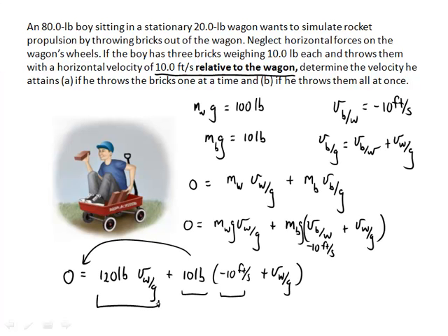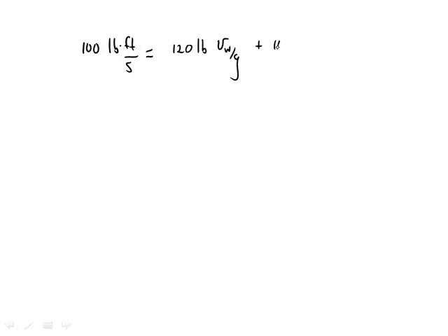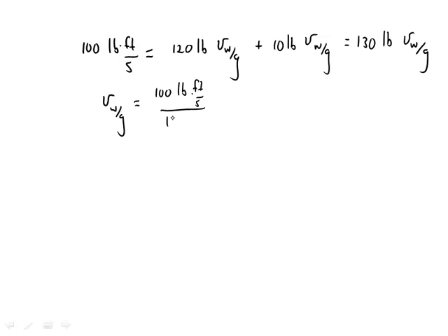That's this term right here. And then I need to keep this term, which is multiplied by the 10 pounds also. So plus 10 pounds times the velocity of the wagon with respect to the ground. And so this equals 130 pounds times the velocity of the wagon with respect to the ground. So the velocity of the wagon with respect to the ground equals 100 pound feet per second over 130 pounds, which is 10 over 13 feet per second.